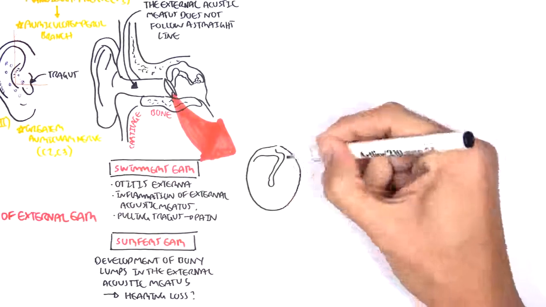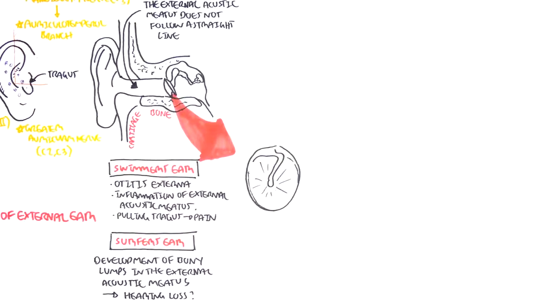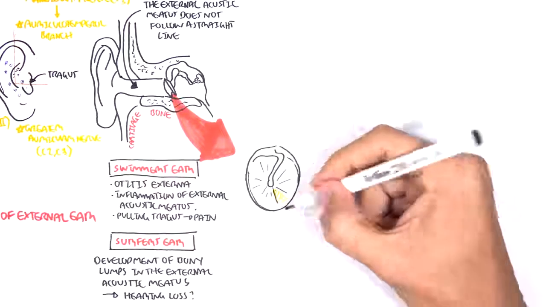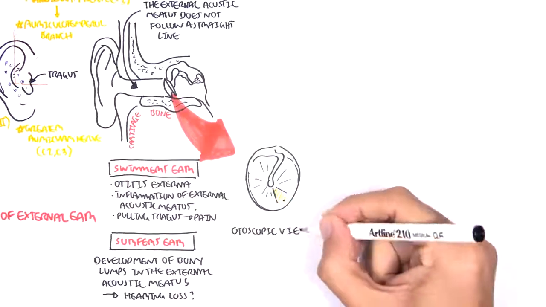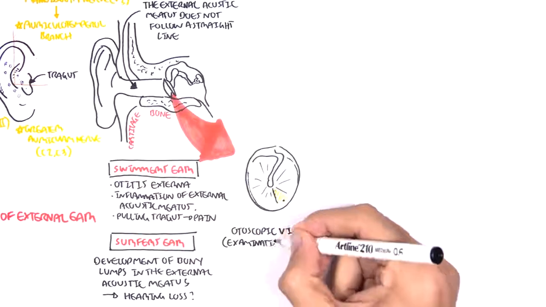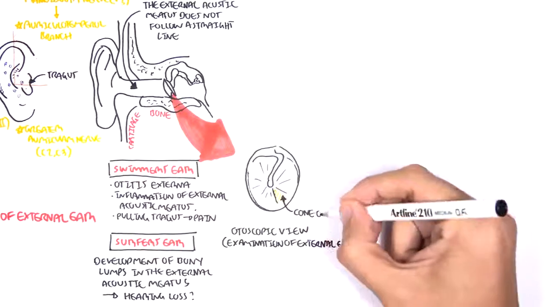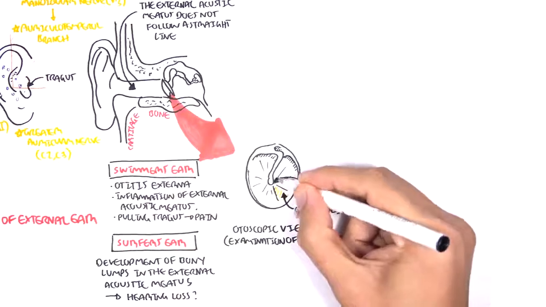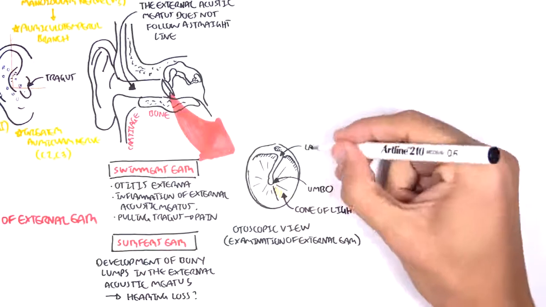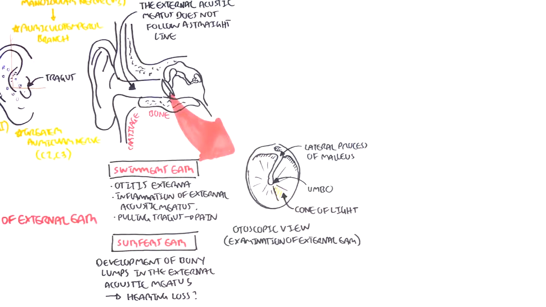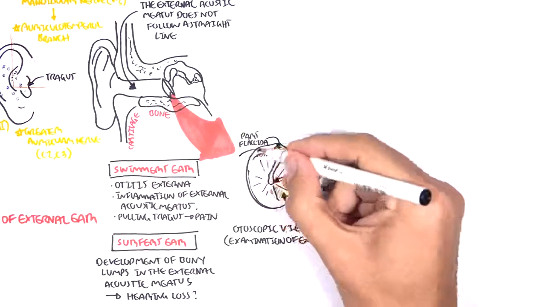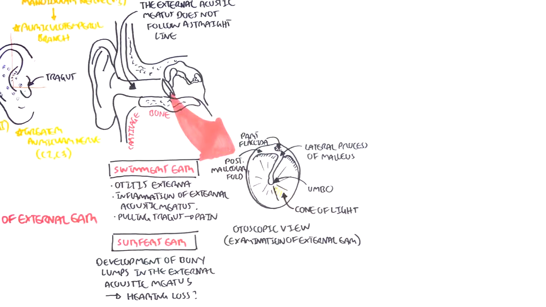Let us now look at the eardrum. This is what you see on an otoscopic view, where you are examining the external ear. So on the eardrum, we're going to look at some important parts of the examination. So here is what's known as the cone of light, the umbo, the lateral process of the malleus, the pars flaccida, and the posterior malleolar folds. So the malleus is important here because it is actually the first bony ossicle that articulates with the eardrum.